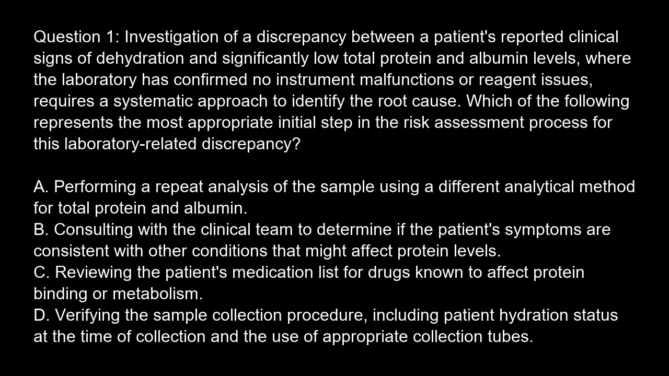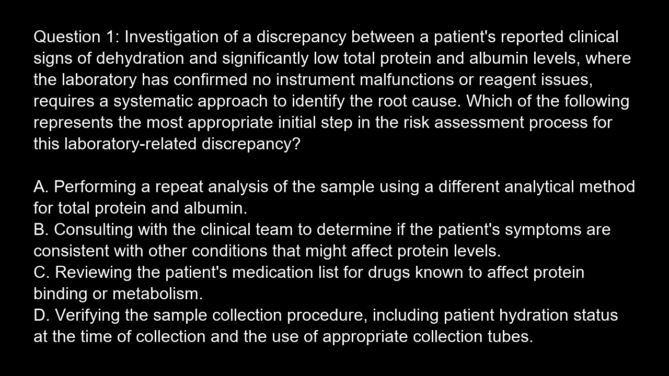Question 1. Investigation of a discrepancy between a patient's reported clinical signs of dehydration and significantly low total protein and albumin levels, where the laboratory has confirmed no instrument malfunctions or reagent issues, requires a systematic approach to identify the root cause. Which of the following represents the most appropriate initial step in the risk assessment process for this laboratory-related discrepancy? Option A. Performing a repeat analysis of the sample using a different analytical method for total protein and albumin.